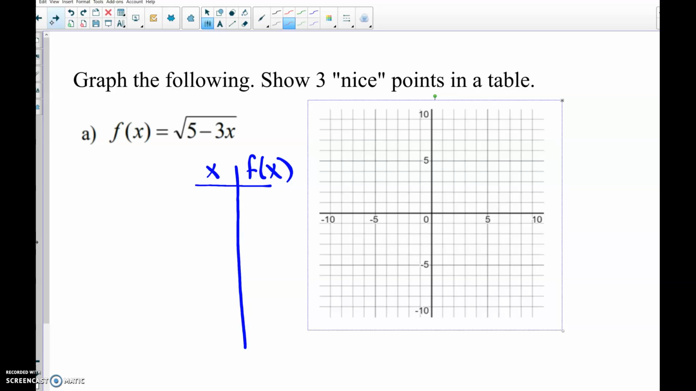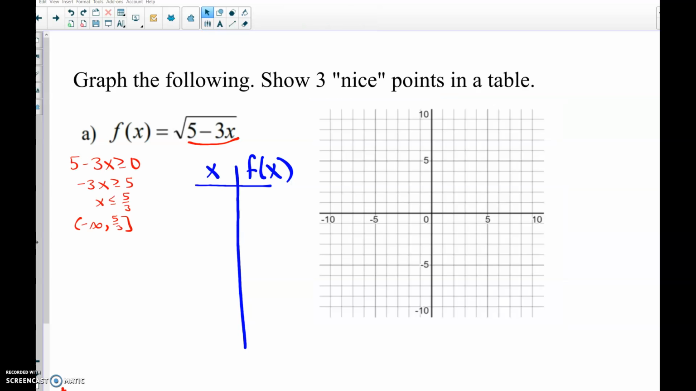f of x is the square root of 5 minus 3x. Let's first find the domain. We're going to set our radicand greater than or equal to 0. So we solve 5 minus 3x greater than or equal to 0. Notice that when we divide by this negative 3, the sign flips, so x is less than or equal to 5/3. So 5/3 is the biggest value of x, and your domain is negative infinity to 5/3. Plugging that back into your f of x function, 5/3 would result in the square root of 0, which is 0. That will be our first point.